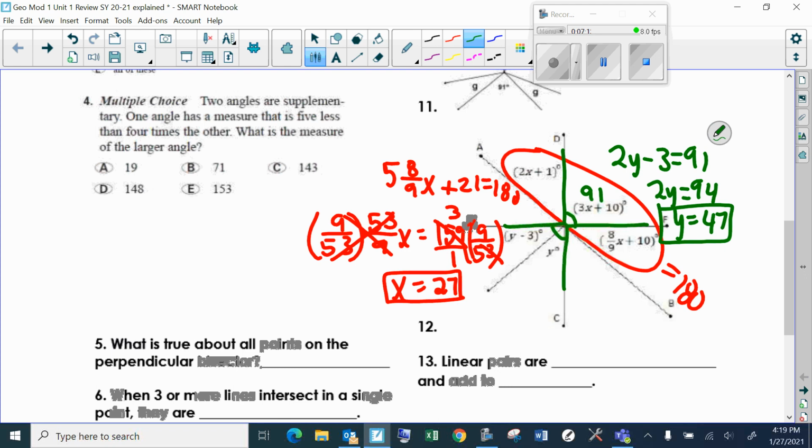I could have used these vertical angles and brought this over here, and then brought this one down over here for vertical angles and hit them all creating a line. That's just a lot more work. The easiest one is to do that right there.